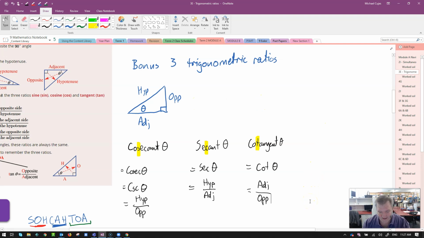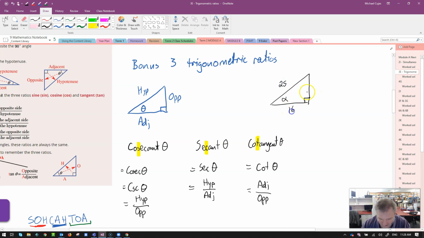If you want a little challenge, write down all 6 ratios for this triangle here. I'll put alpha in there. It's not always going to be theta either, is it? What else is going to make that?